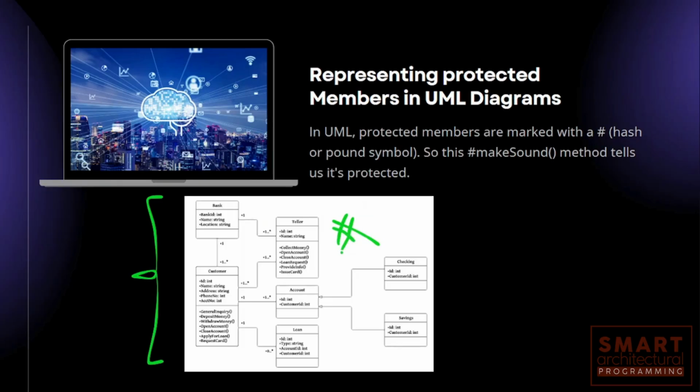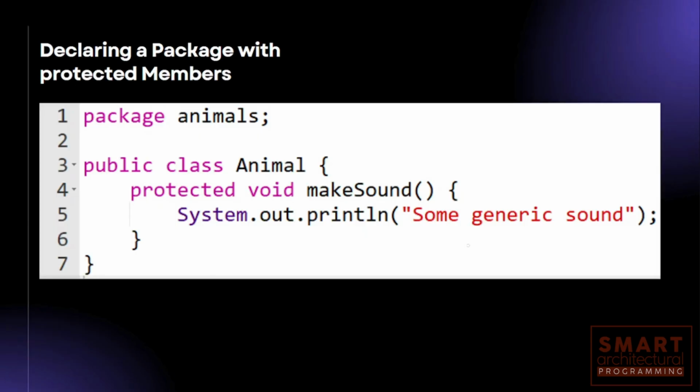So the makeSound function would be represented as hash makeSound. I'm just going to write it like this; I'm not going to go into too much detail. The makeSound function would have a hash in front of it in the UML diagram, which means it's protected. Once you master this notation, it becomes a superpower for reading and communicating software designs clearly and effectively. It was a little bit of a digression into UML designs, but let's get back to our topic.